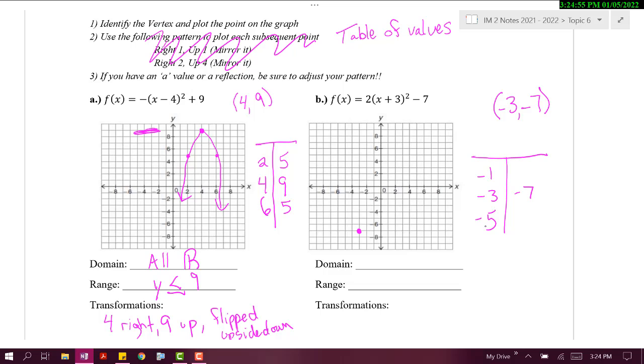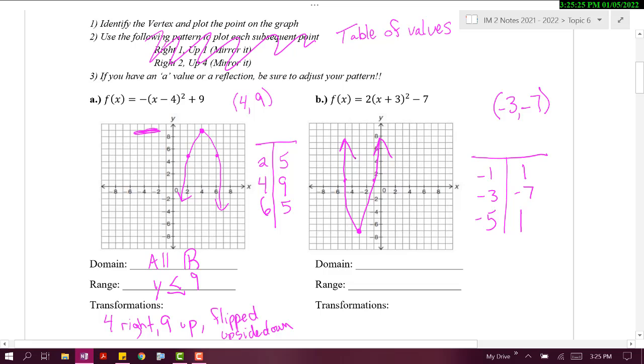So if we plug in negative 1, negative 1 plus 3 is 2, 2 squared is 4, 4 times 2 is 8, 8 minus 7 is 1, and so is negative 5. So we can graph those points. Negative 1, 1, and negative 5, 1 as well.